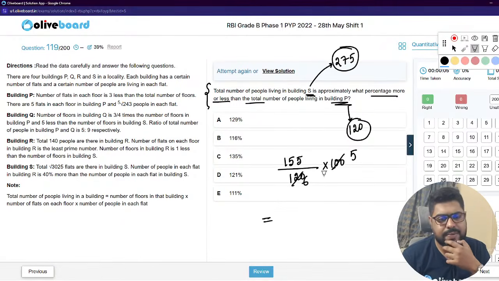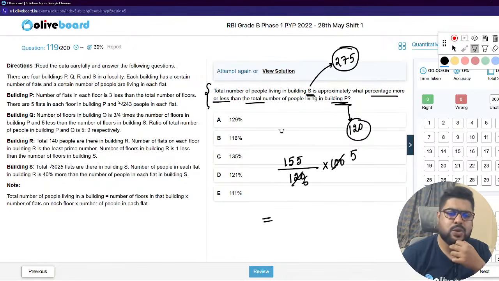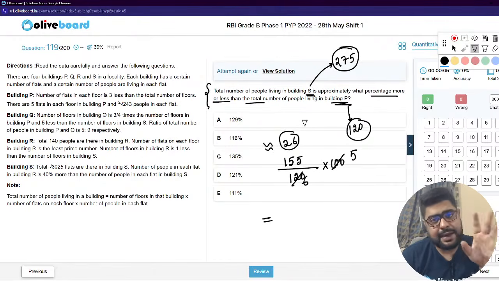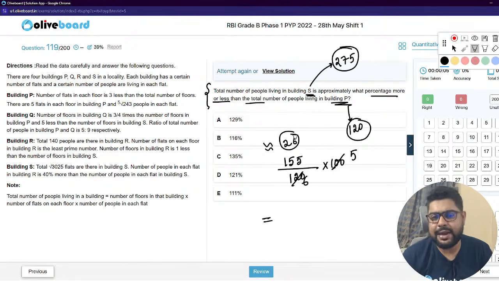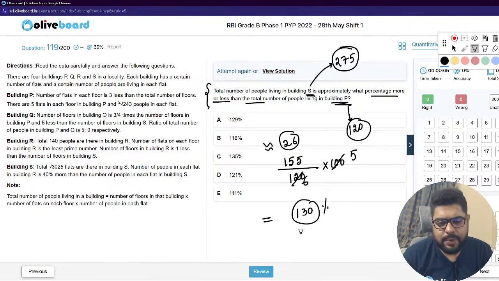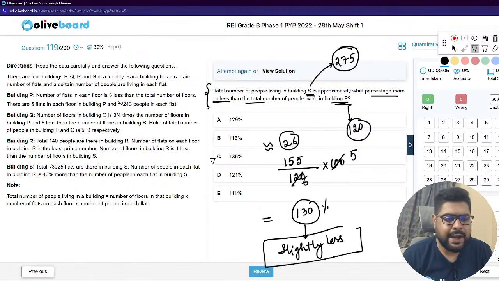Just 1 second. 6 twos are 12, 35, meaning it's almost 26. It is slightly greater. Actually the value will be slightly less than 26. I have taken slightly greater. So 26 into 5 will be 130, sir. So my answer will be slightly less than 130. So slightly less than 130, look, 129 is the option.